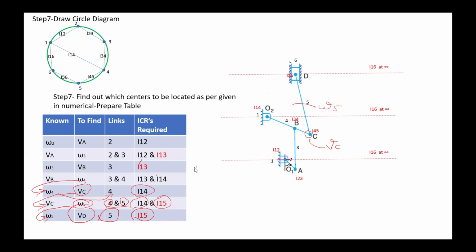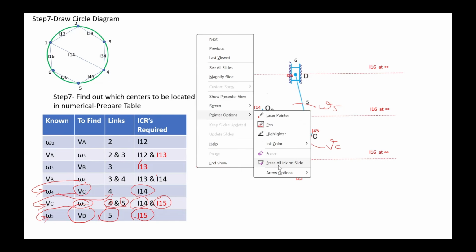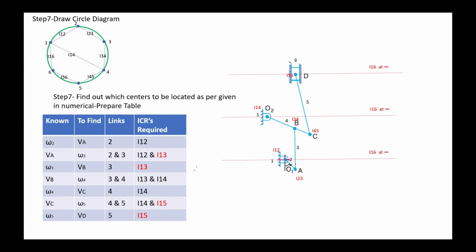So this is a very important table. Now you might be thinking how I will get which ICR needs to be located. Now see here the list of ICRs which you have located in the last column. I12 is already available.